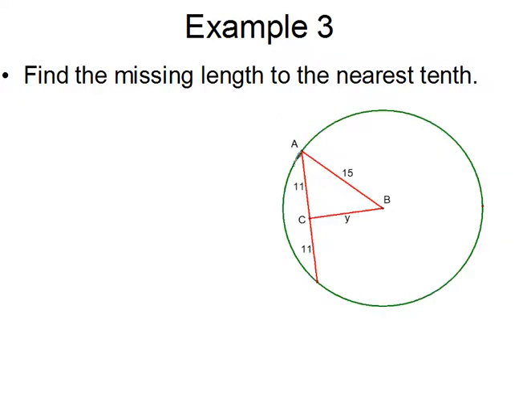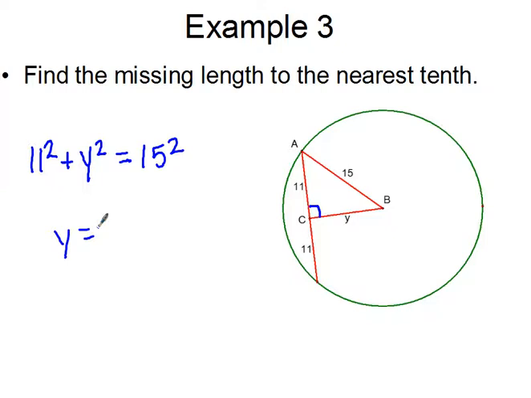Same deal, right? There's a chord, there's this line, and if you look, BC actually cuts the chord in half because it's 11 on both sides, so that means this has to be perpendicular. So we have a right triangle in there. So we can set up for Pythagorean theorem. So we'll do 11 squared plus y squared this time equals 15 squared. Make sure that you get your Pythagorean theorem set up correctly.